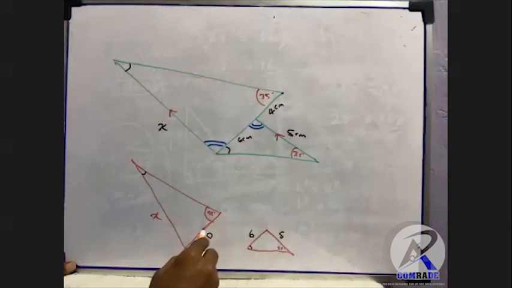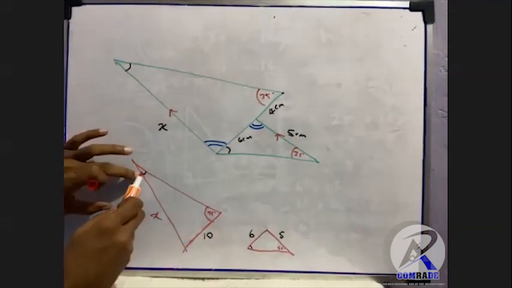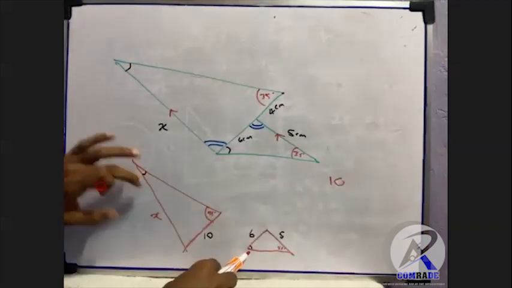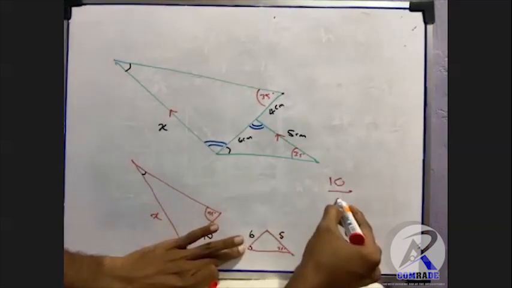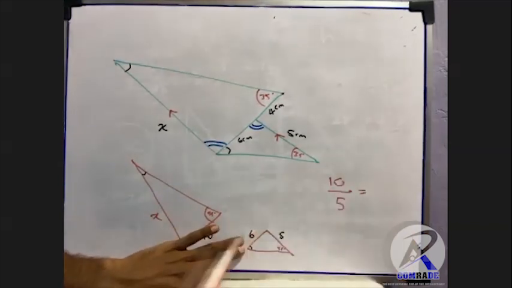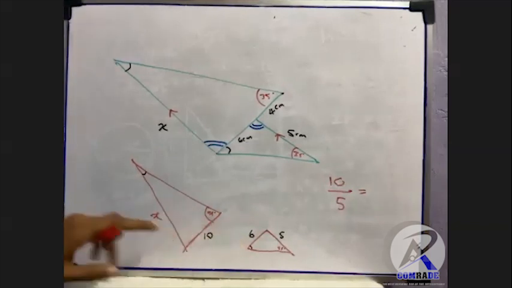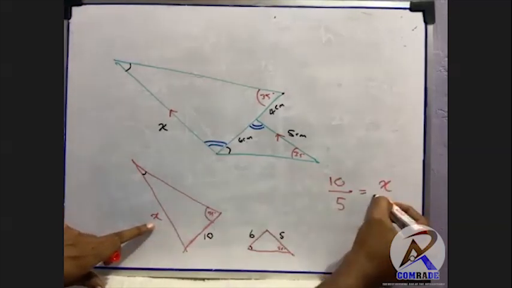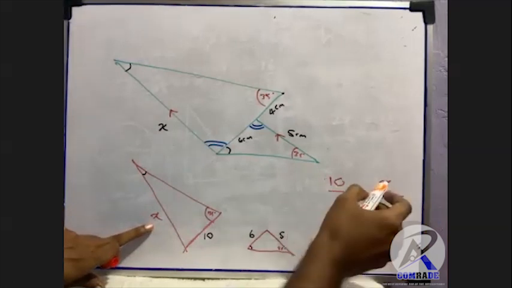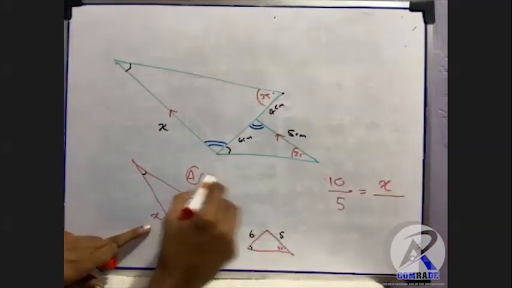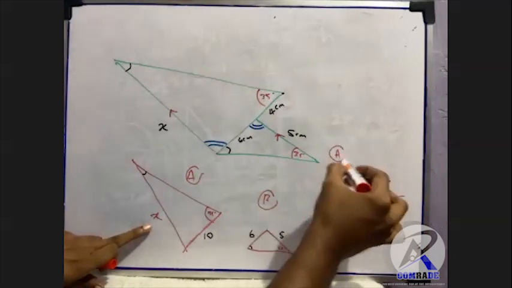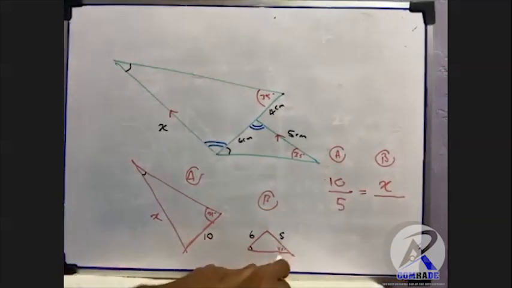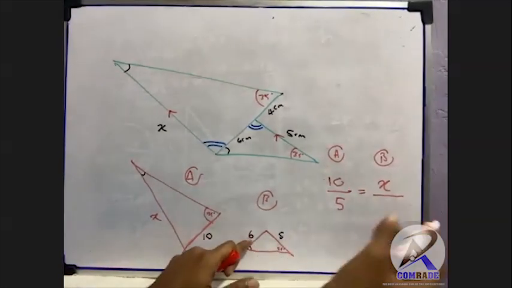The side opposite to this angle is 10. The same angle in the small triangle, the side opposite to it is 5. So 10 over 5 should be equal, because they are equiangular triangles, to the large one's side opposite to 35, which is x, over the small one's side opposite to 35, which is 6. Think of this as triangle A and this as triangle B: large one over small one, large one over small one.